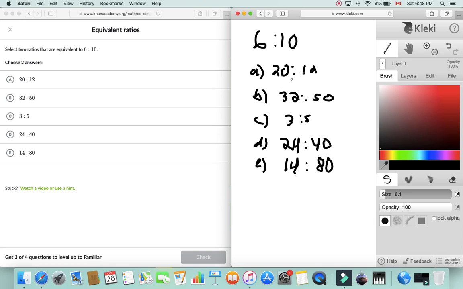Okay, so the first one is 20 to 12. Basically, the numbers are the same except the order. The order matters. It's wrong. How about 6 to 3? You can't do 32 divided by 6, so that is also wrong.